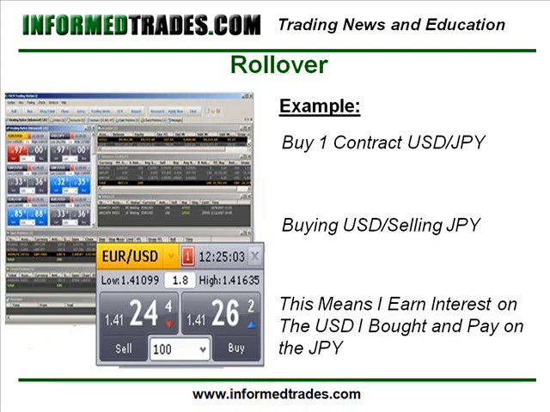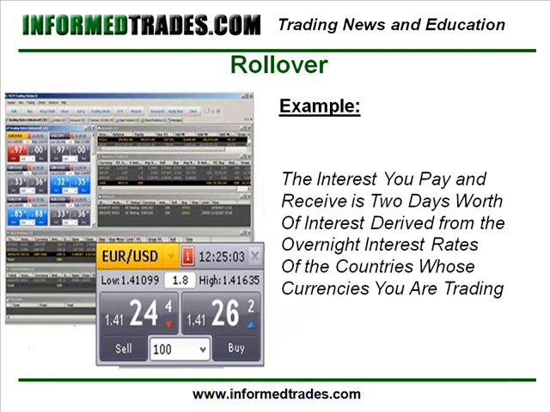I'm oversimplifying things here a bit, but basically the interest rate that you pay and receive on the currencies involved in the trade is 2 days worth of interest derived from the overnight interest rates of the countries whose currencies you are trading. If you remember from Module 8 of our Basics of Trading course in the free course section of InformedTrades.com, overnight interest rates in the United States for US dollars are set by the Federal Reserve. Just as the United States has the Federal Reserve, other countries around the world also have central banks which set the overnight rates for their currencies.